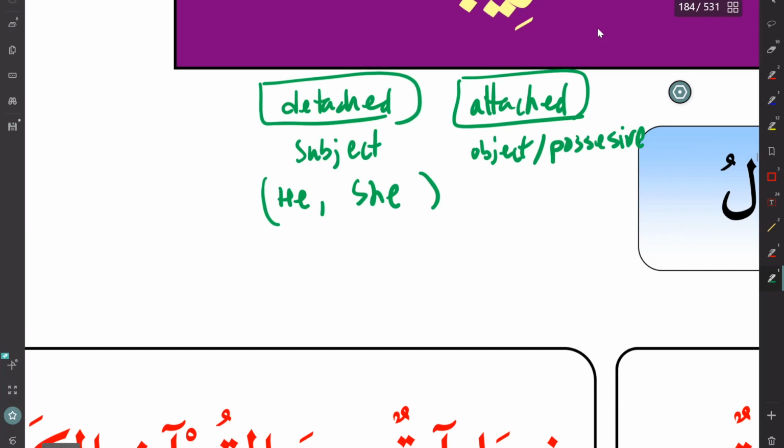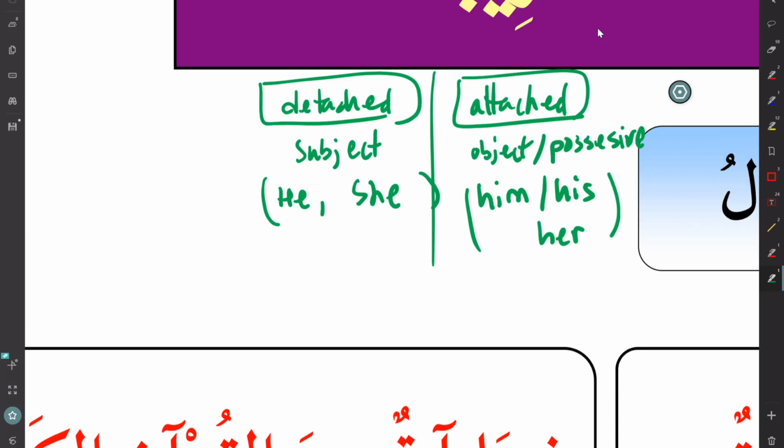What is the object pronoun of he? It is him, right? And the possessive pronoun for he is his, and for she is her. So as you can see, there are different types of pronouns: you have a subject pronoun and other types of pronouns. In the Arabic language they also divide them into these two categories. We have the detached pronoun, which is exclusively used for the subject, and the attached pronoun for everything else. As I said, inshallah, we'll be studying them in much more detail in future lessons.